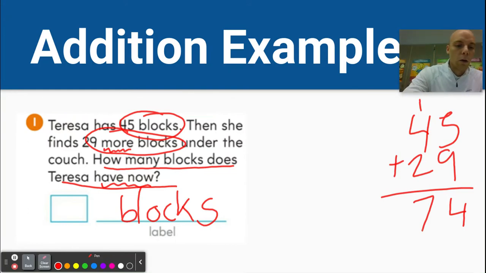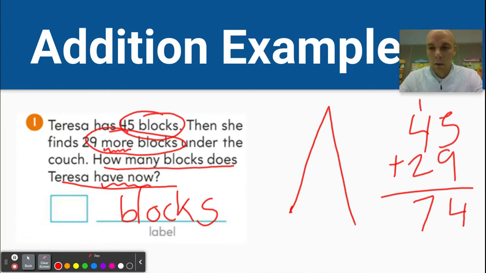Awesome. I can transfer that over to my box over here. I'm not going to do that quite yet because I want to make my drawing here. When we do addition drawings, we want to make math mountains. So making math mountains, I have my 45 and my 29. I know these are my add-ins that we are using over here. Those are the two numbers that we're adding.